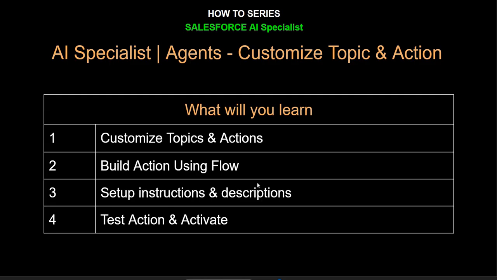So we're going to use Flow to build an action that will get a particular task done by the user. And we will talk about the importance of instructions and descriptions and how it will enable your AI to be more intelligent and get things done for the user. And also we will see how we can test the action and then activate your Einstein Copilot or internal agent.